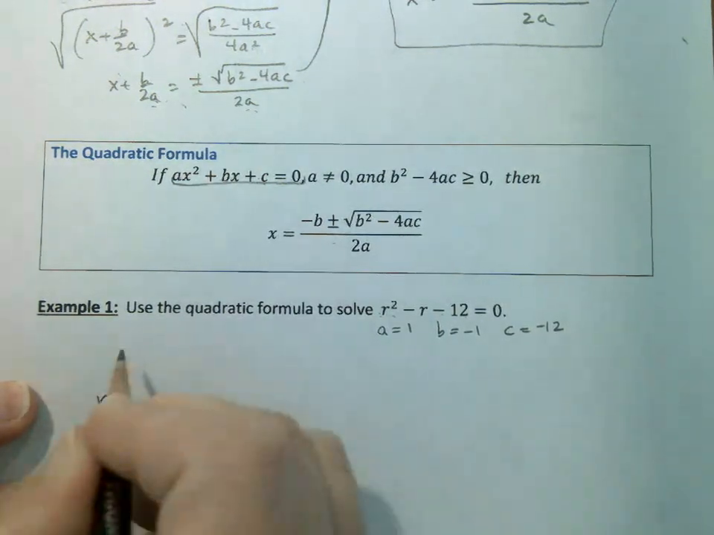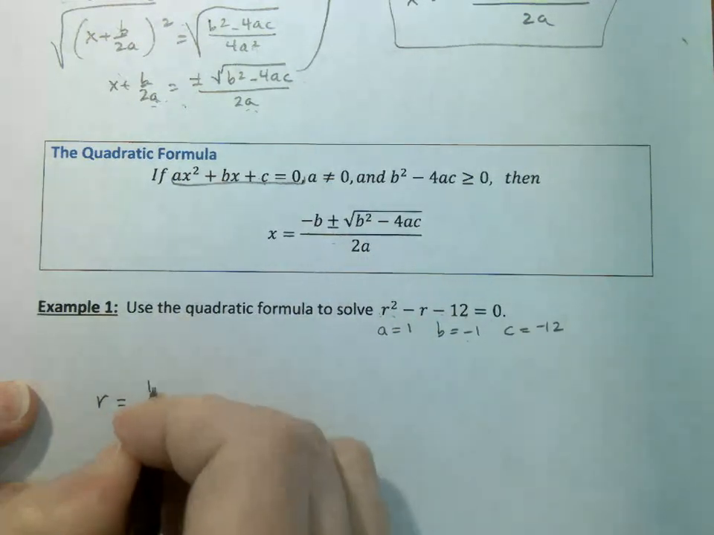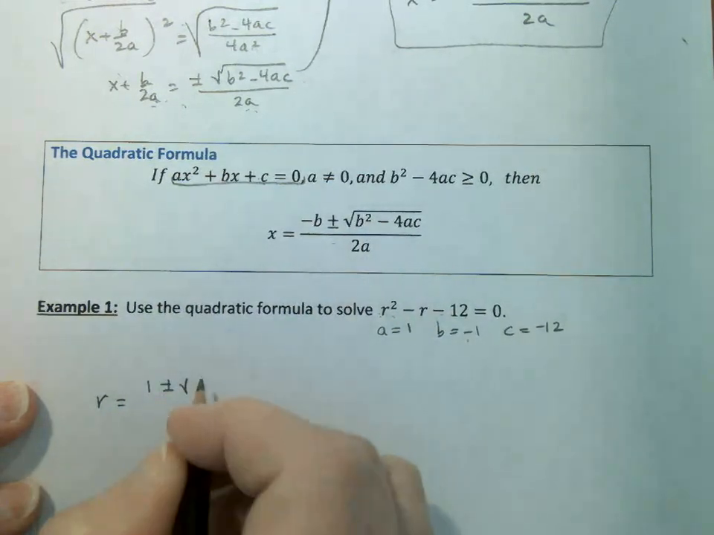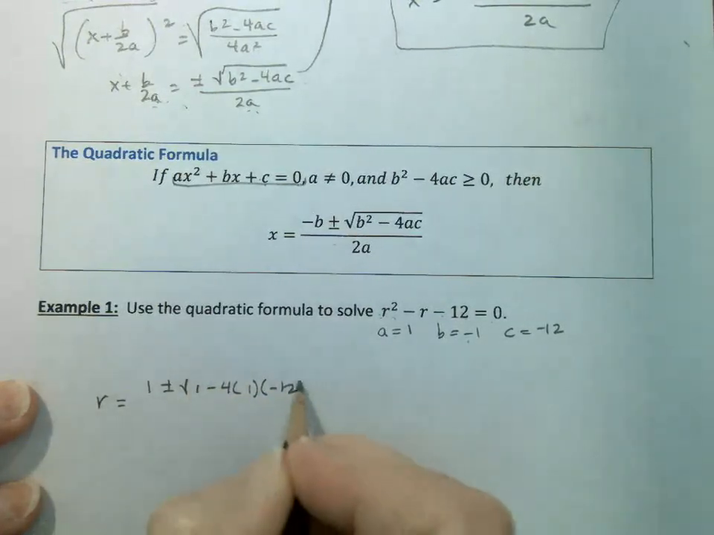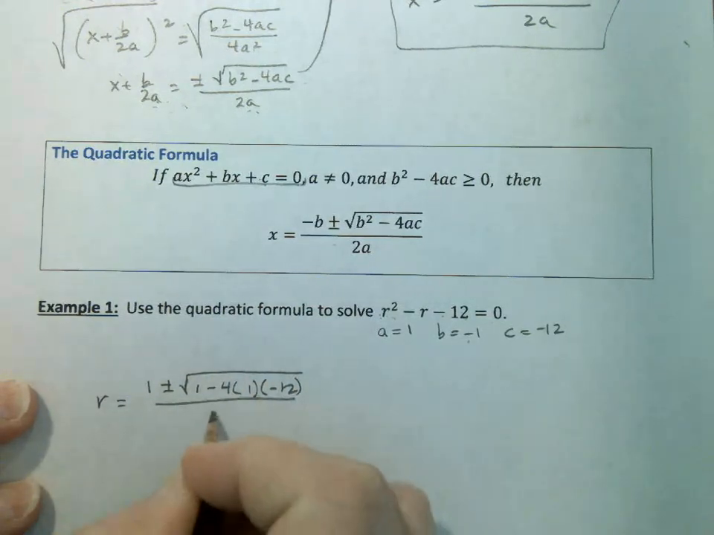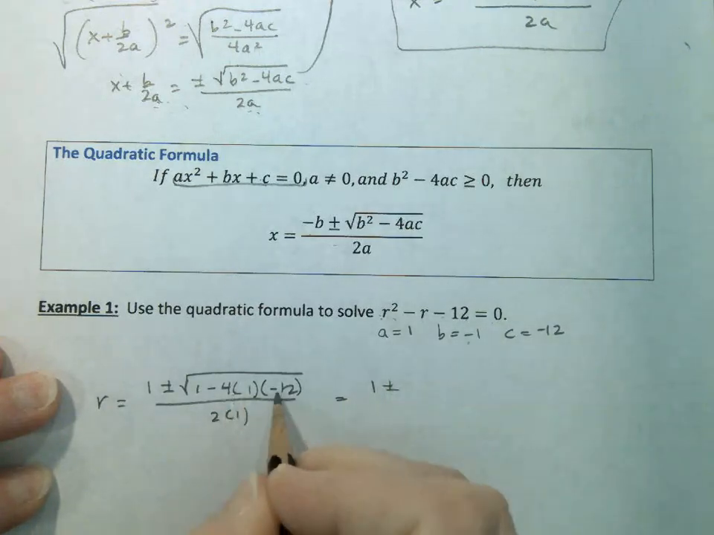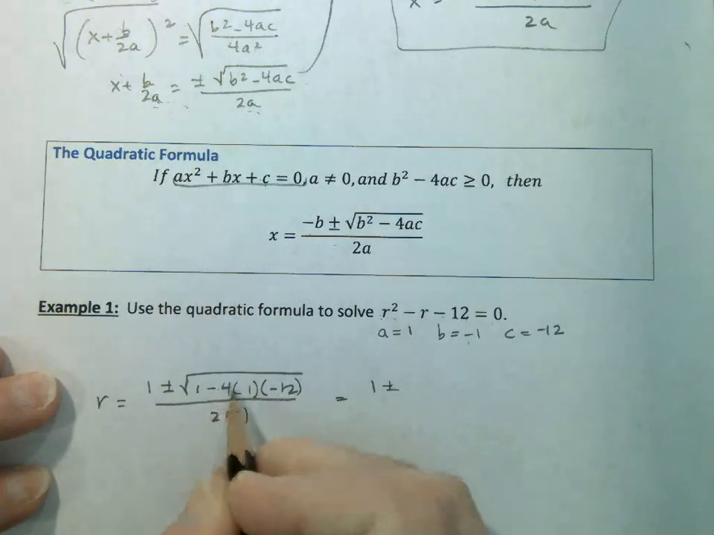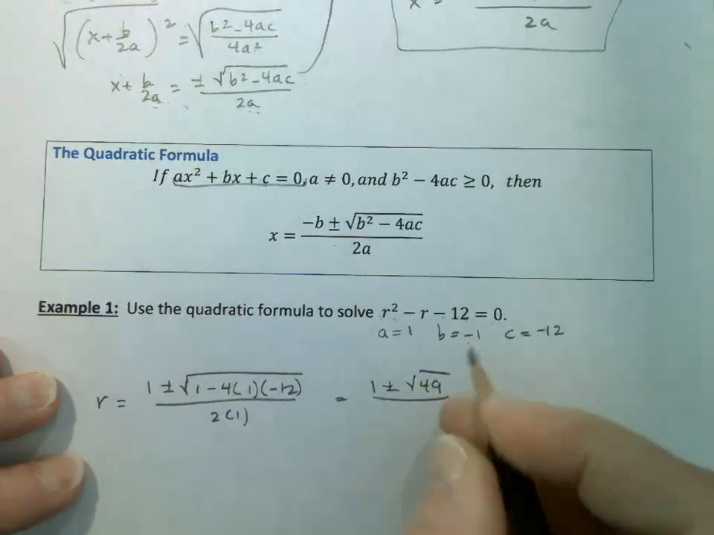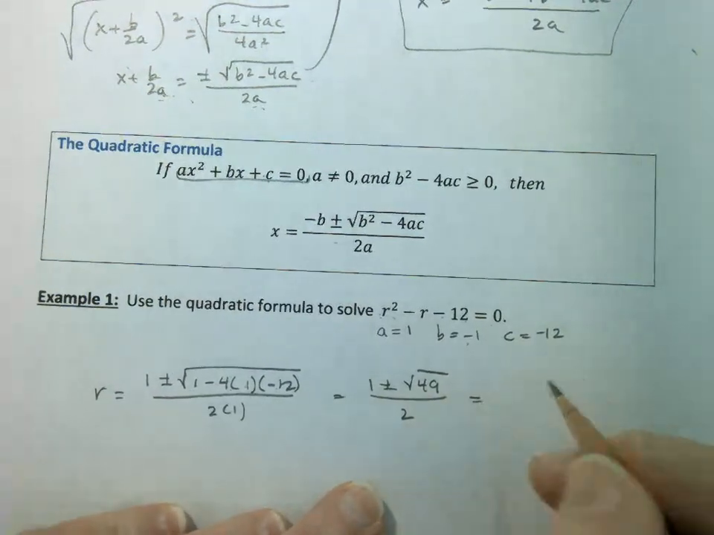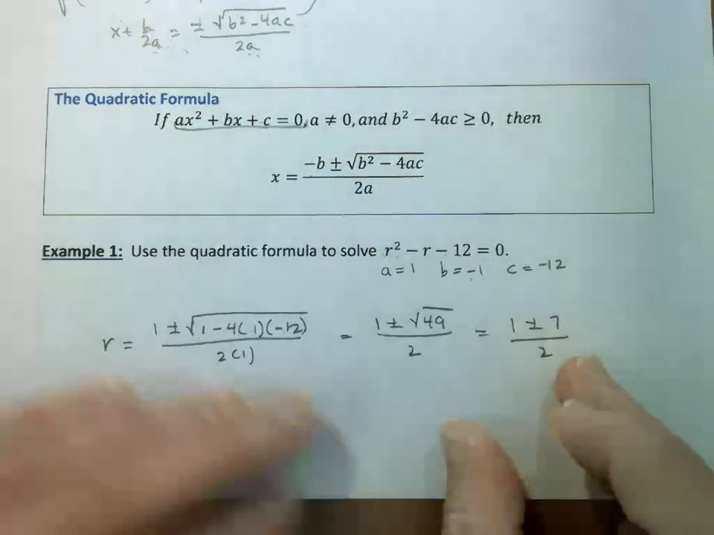So I have r is equal to minus B. B is -1, so I want the opposite of that, which is going to be +1. B squared is 1, minus 4 times A times C, all over 2 times A. So 1 plus or minus the square root of... 4 times 12 is 48. The two negatives make it positive. 48 plus 1 is 49, over 2. This becomes 1 plus or minus 7 over 2.